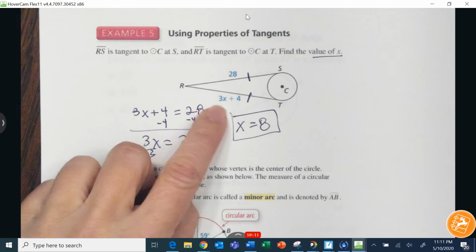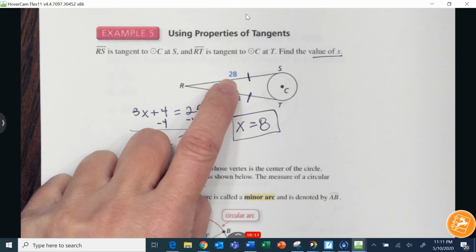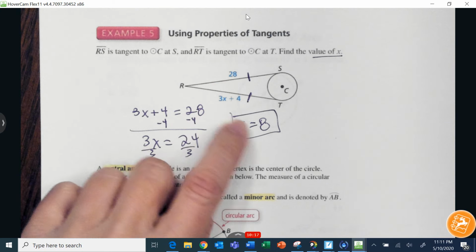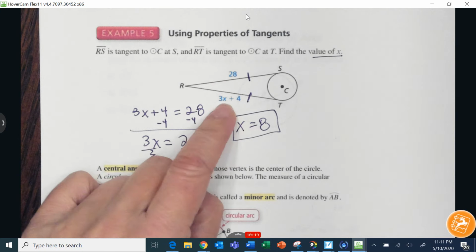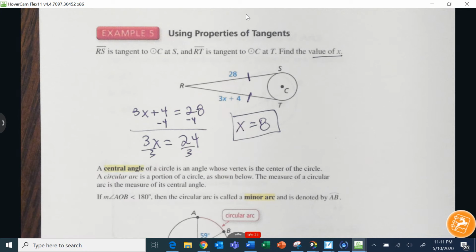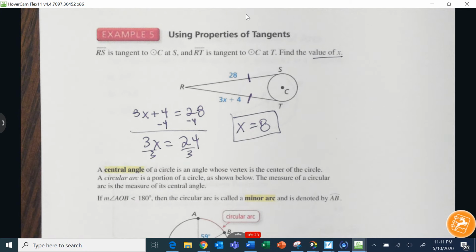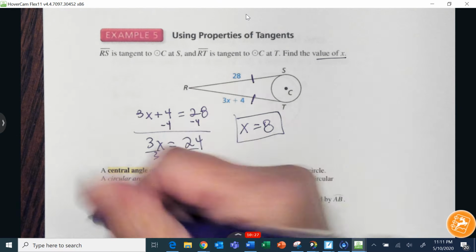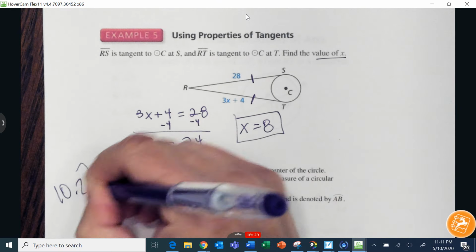If I needed to know the length of the side, well, it should be 28. If I want to check to make sure I'm doing it correctly, then I would plug in 8 and get 24 plus 4, which is 28. All right, that is through 10.1. This is where 10.2 starts.